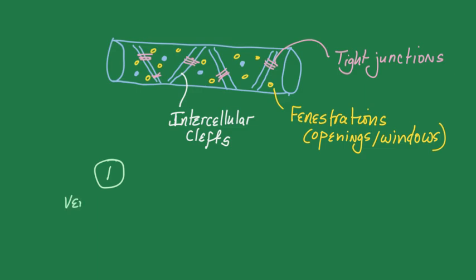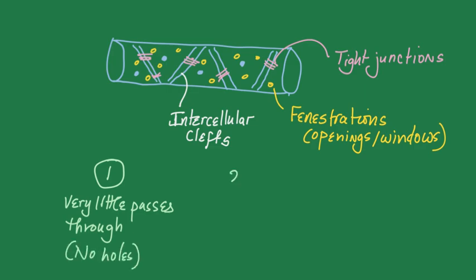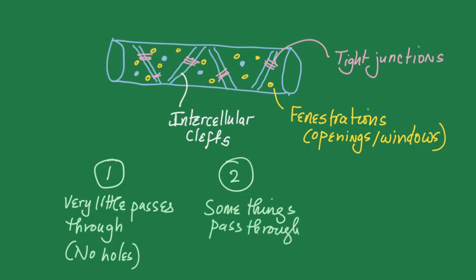The first type tends to be somewhat sealed, so it has no holes, it has no fenestrations, and very few things can pass through this type of capillary. That's the first type. The second type of capillary has some spaces between the cells and it has fenestrations. And these holes allow some more things to pass through it. Small molecules and ions, for example, can pass through these fenestrations quite easily.